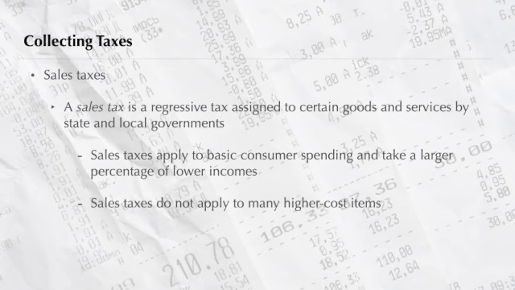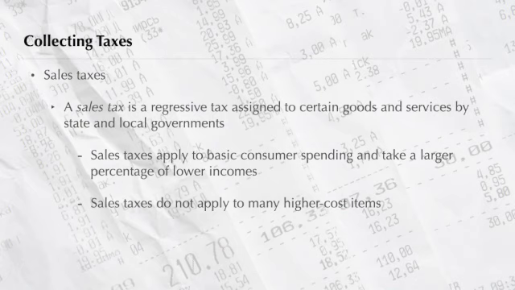A sales tax is a regressive tax assigned to certain goods and services by state and local governments. Sales taxes are regressive because generally they apply only to basic consumer spending and therefore take a larger percentage of lower incomes. Although the amount of tax paid on items is the same for people with higher and lower incomes, that amount is a greater percentage of a lower income than of a higher income.